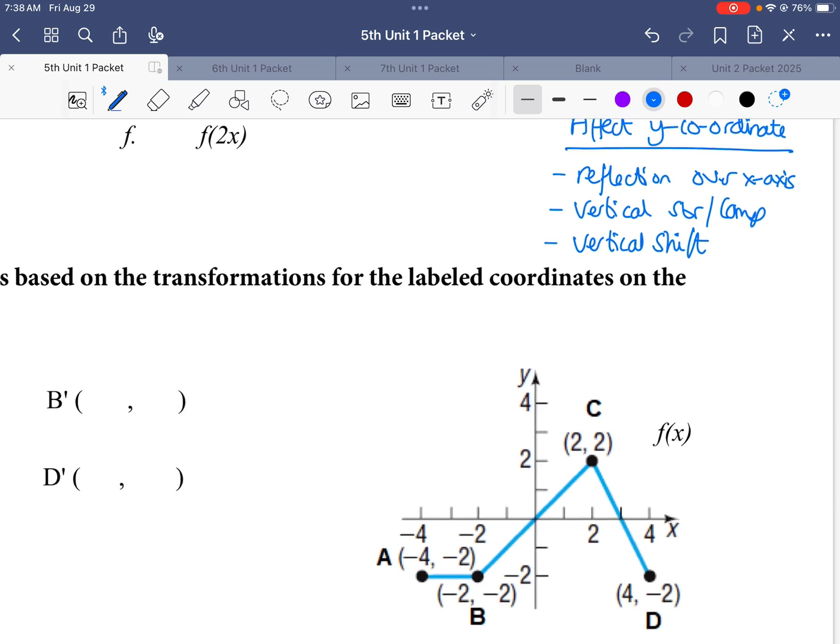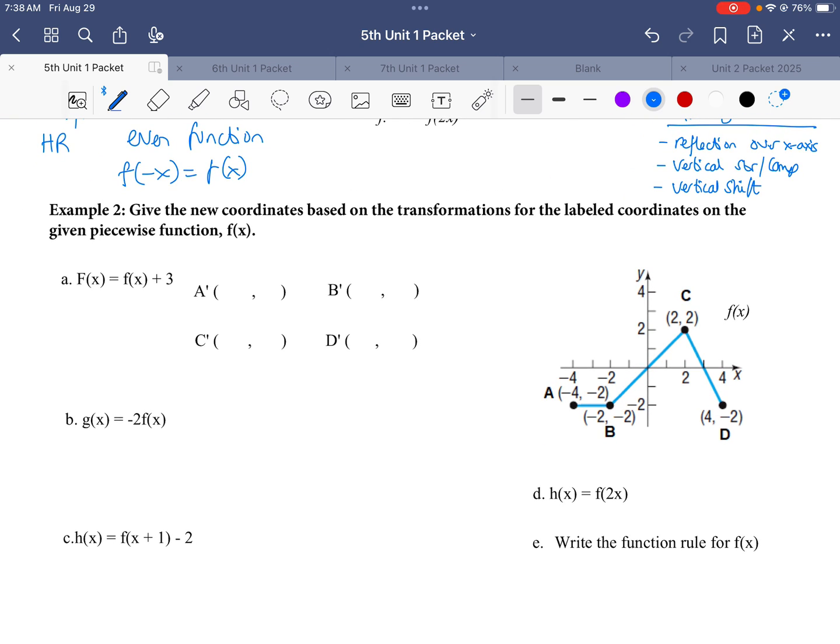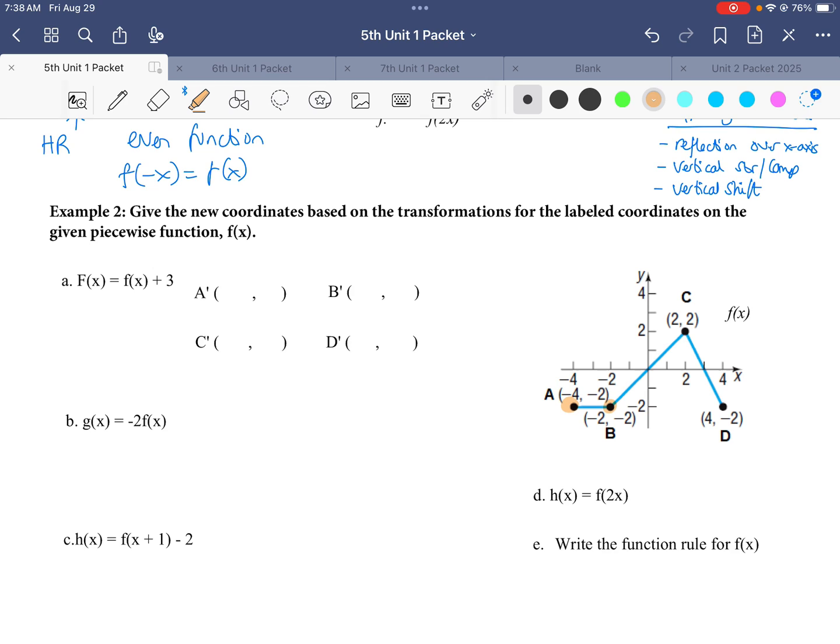All right, let's take a look at a couple of examples here. We have to find the coordinates for A, B, C, D, and you've got those on the graph, right? Perhaps we should list the points here. So we have A is -4, -2, and B, we'll do them in the same order they do them here. B is -2, -2. C is 2, 2. And D is 4, -2.